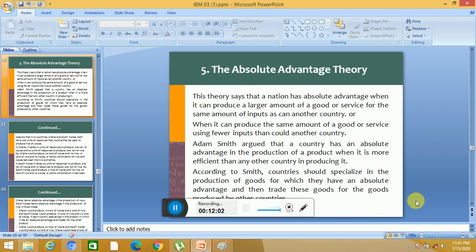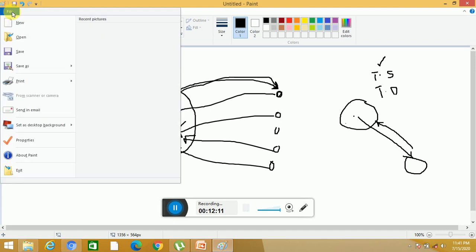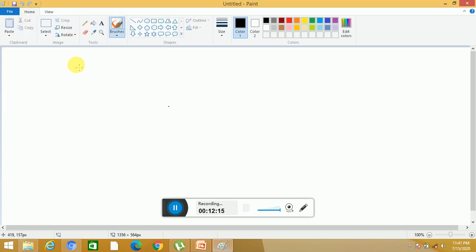The next theory is absolute advantage. We discussed comparative advantage, but there is a slight difference between these two. One is absolute advantage and one is comparative advantage. Now I will give you an example.